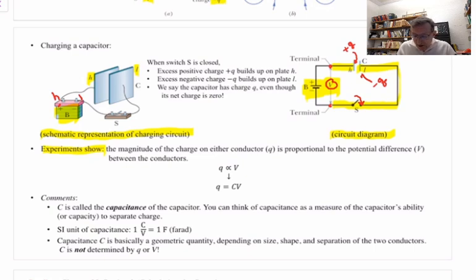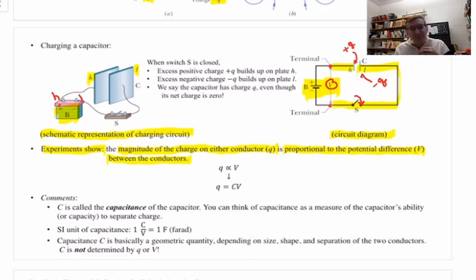The magnitude of the charge on either conductor, we're just going to call that Q, right? Because one is plus Q and the other is minus Q. So we just call the magnitude of the charge Q, is directly proportional to the potential difference V between the conductors, which is determined by the potential difference V of the battery.